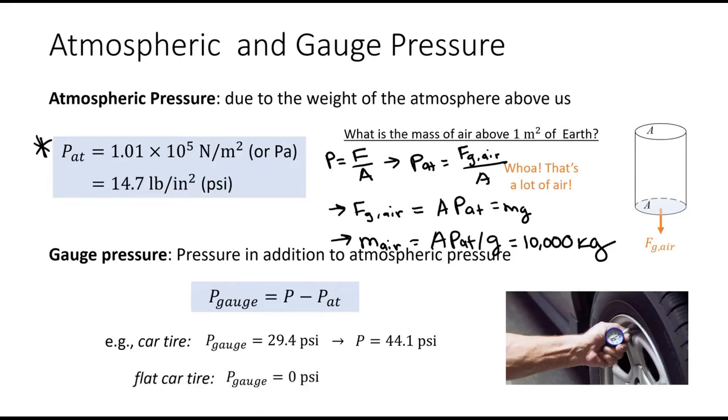All right, if you have a flat tire, that's when your gauge pressure reads 0 psi, but really you know that your tire is actually at atmospheric pressure. And so then the total pressure in the tire is just going to be 14.7 psi. So that's atmospheric pressure. It acts on us all the time.